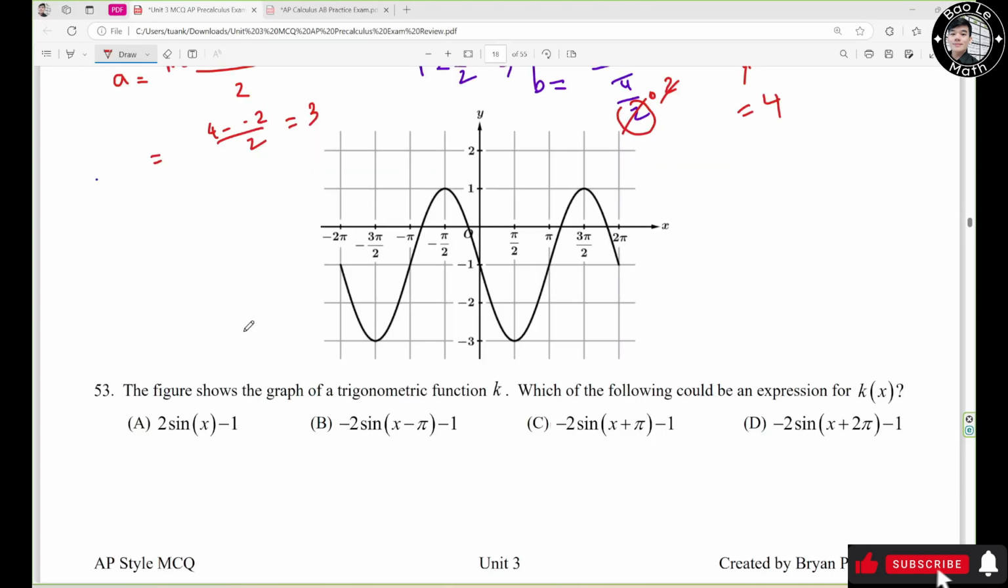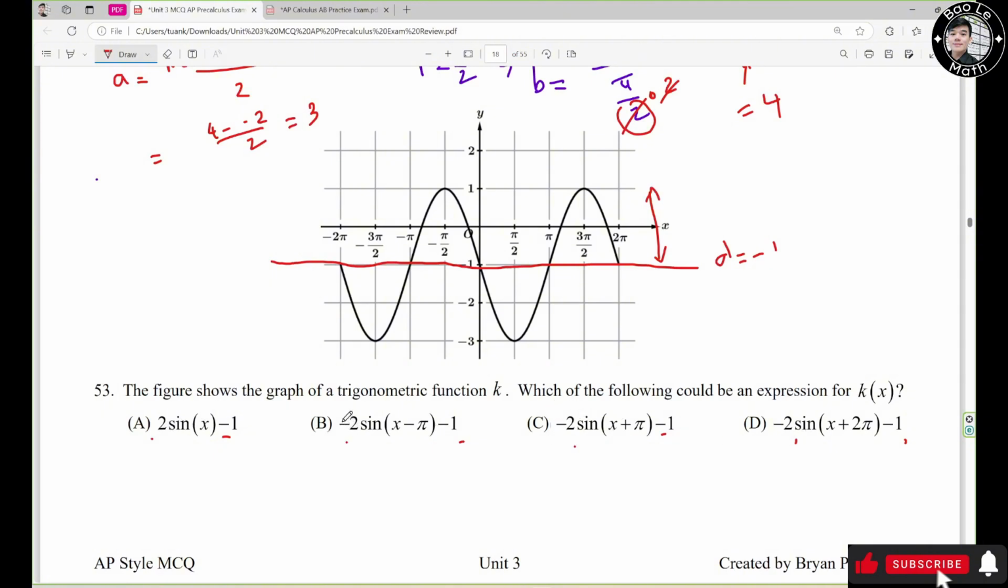Now let's move on to question 53. Question 53 is similar to question 52, right? First, we need to identify the midline, right? It's negative 1, right? So we just draw the midline at negative 1 right here. Alright, so D equals negative 1, right? Now the amplitude is absolutely 2, right? So that's correct, right? So they all could be the answer, right?